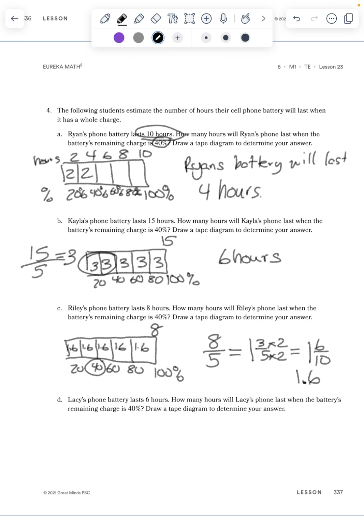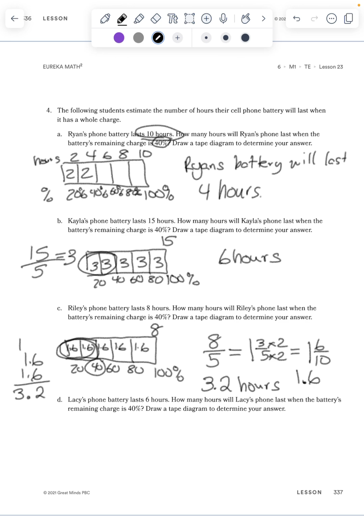All right, and we're at 40%, so we need 2 of the sections. So 1 plus 1 6/10 and 1 6/10 will give us 3 2/10. So it's 3 2/10 hours is our answer.